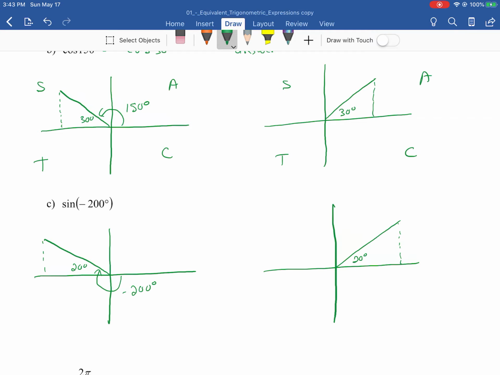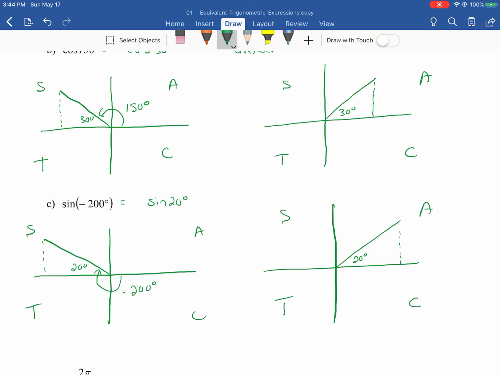Negative 200 gives a triangle with a 20-degree angle in it. 20, of course, gives a triangle with a 20 in it. That means whatever sine of negative 200 is, it will give the same answer as sine of 20. They will both give the same answer because they come from the same triangle. Well, okay, it might have changed from positive to negative, so we just have to check that.